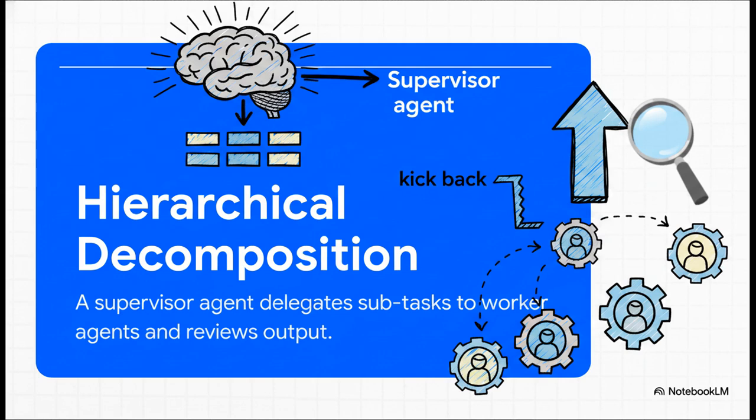A supervisor agent gets a massive goal, say researching an entire market landscape. It breaks that goal down into distinct subtasks, delegates those out to specialized worker agents, waits for the output, and critically, it reviews their work. If the output isn't up to par, the manager kicks it right back to the worker. It maintains a very strict chain of responsibility.